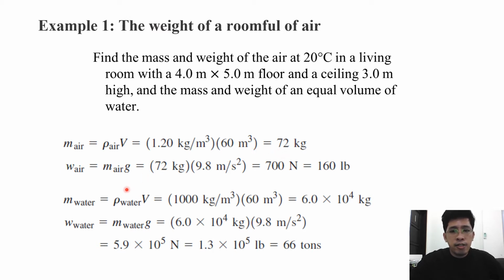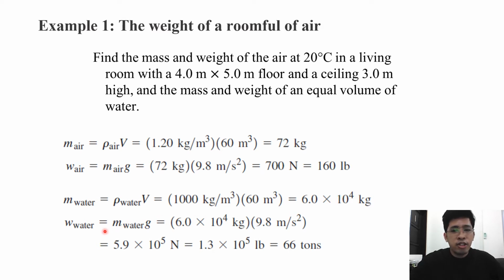The weight of air is just your mass of air times your acceleration due to gravity. So we have 72 kilograms times 9.8 meters per second squared, which is equal to 700 newtons or 160 pounds. The mass of water, on the other hand, that can fill the room is equal to the density of water times the volume of the room, which is 1000 kilograms per m cube times 60 m cube, which is equal to 6 times 10 to the 4 kilograms.